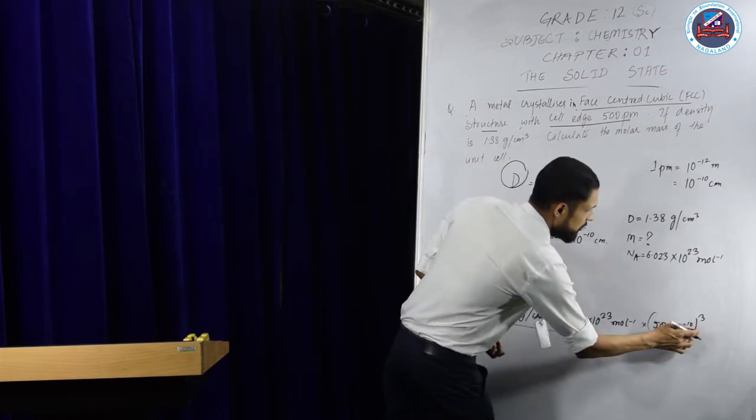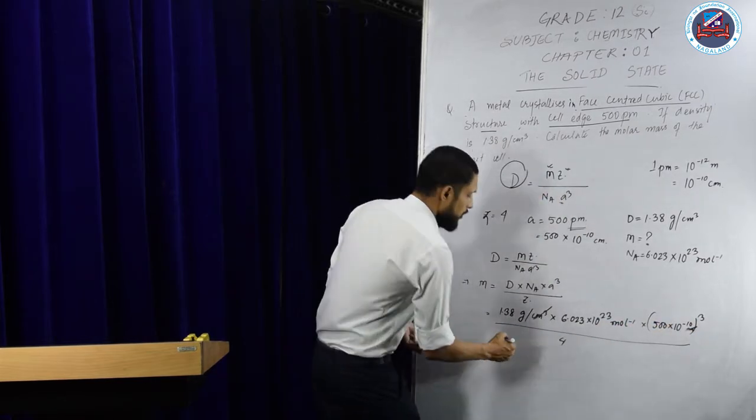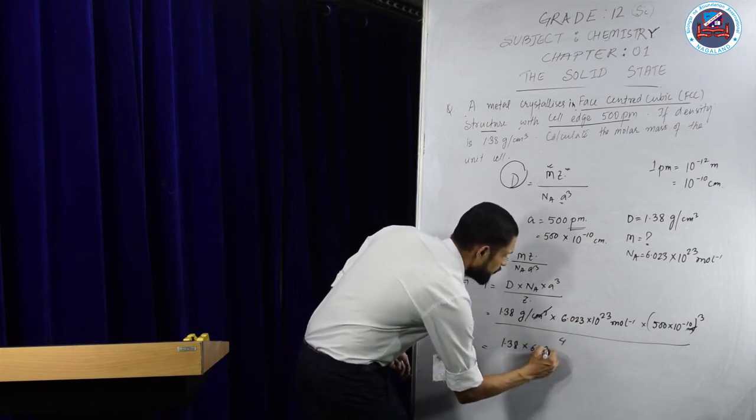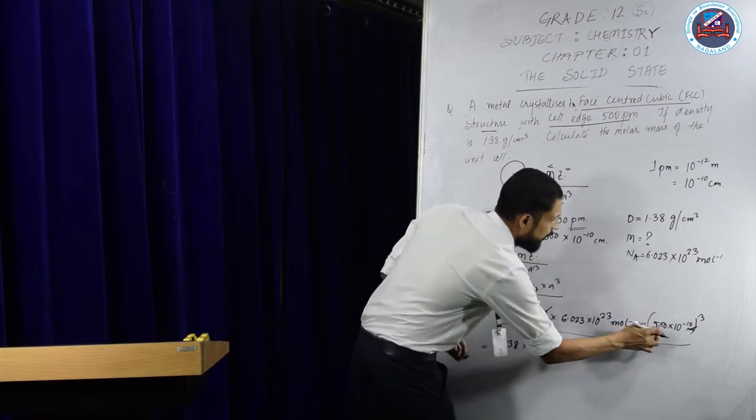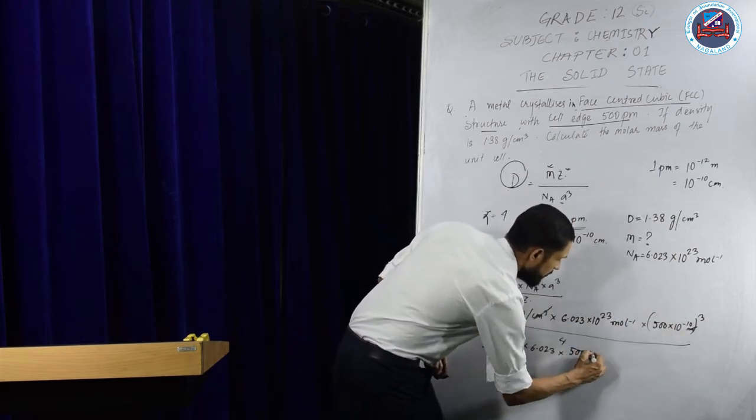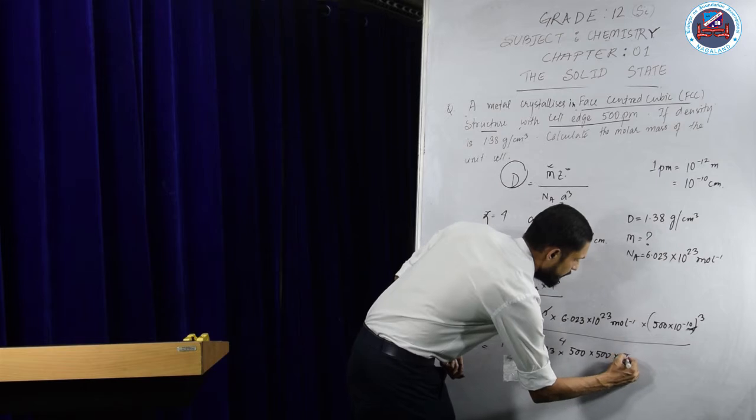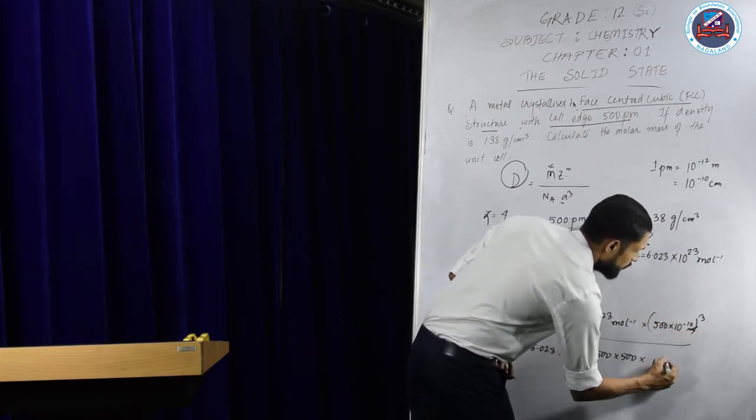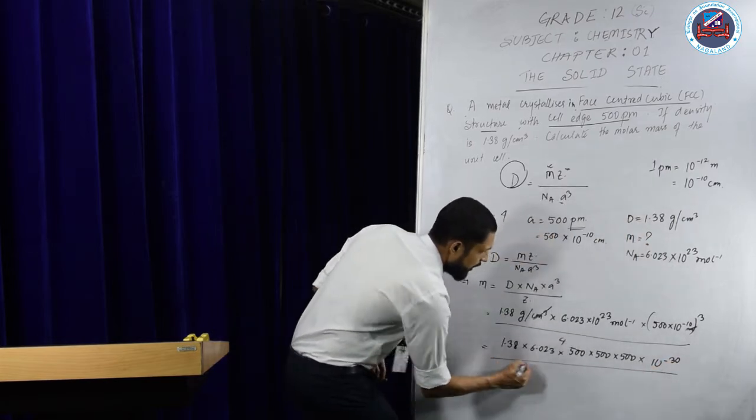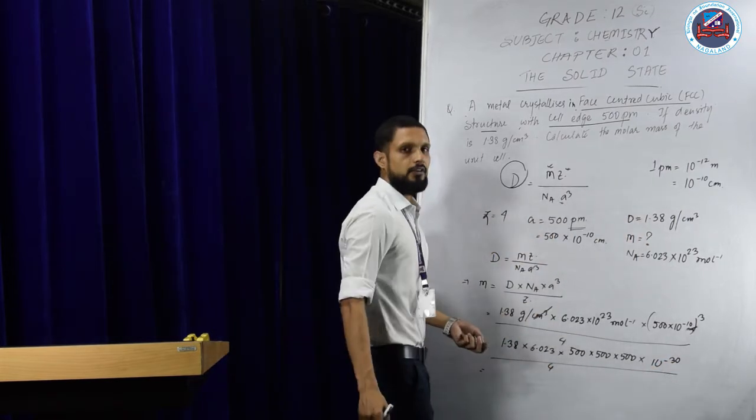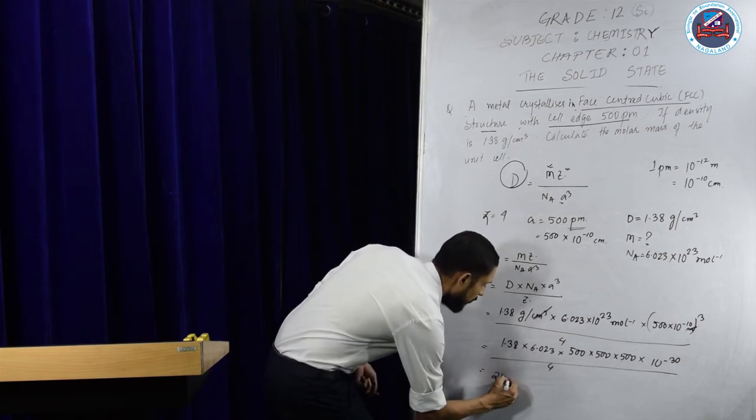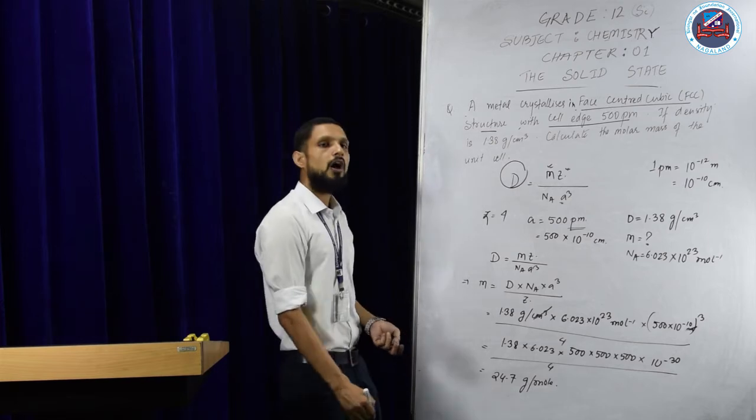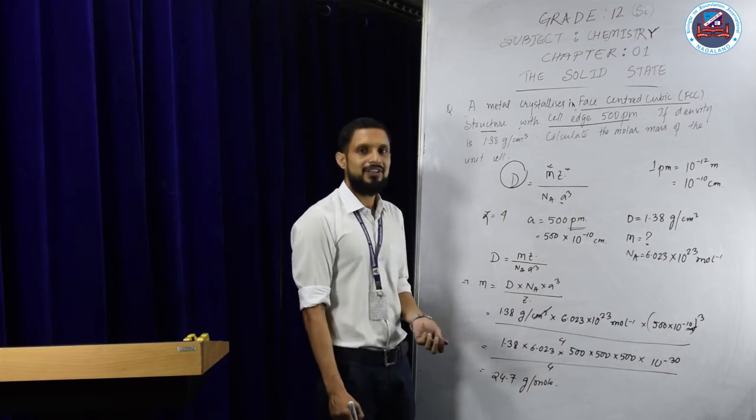The centimeter cube here will be cancelled. So it's 1.38 multiplied by 6.023 multiplied by 500 cube. That means 500 multiplied by 500 multiplied by 500, multiplied by 10 to the power minus 10 multiplied by 3, that is minus 30, divided by 4. Now if you simplify this, you will get 24.7 gram per mole. So this is how we do numericals based on this density formula.